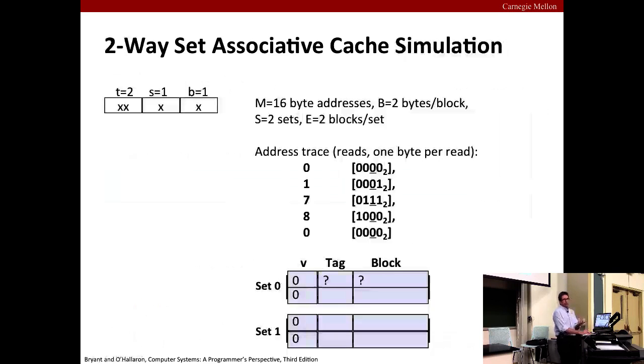All right, so let's do that same simulation that we did before, but this time with a 2-way associative cache. Now, the memory system is the same, but instead of 4 sets, we have 2 sets. So the cache is the same size, but we're just going to organize it differently. Instead of a direct-mapped cache containing 4 lines, 1 line per set, we're going to implement a 2-way associative cache where we have 2 sets with 2 lines per set. So in each case, there's 4 total lines.